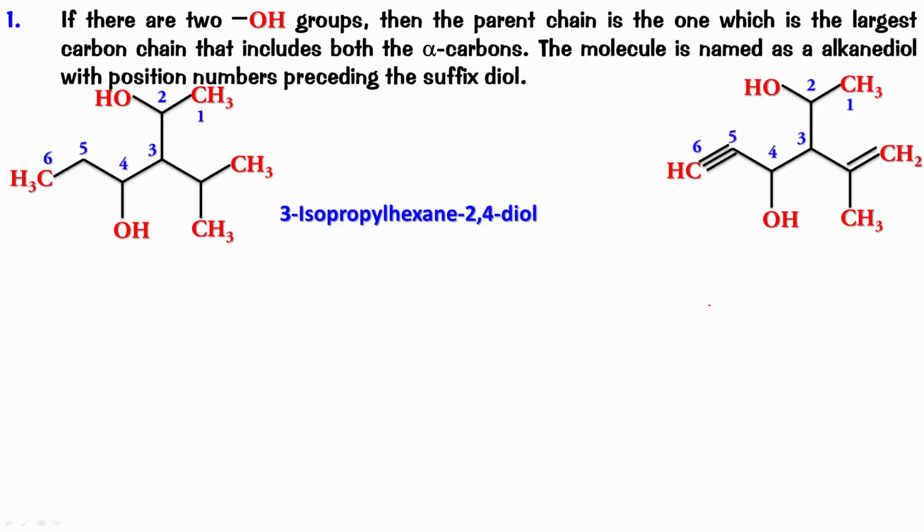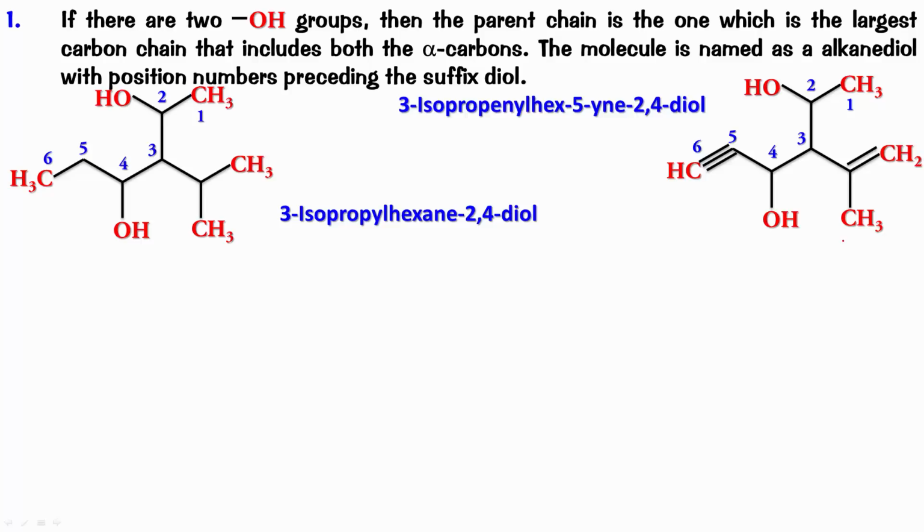So what is the parent? The parent is hex-5-yne-2,4-diol. And then you put the prefixes, and in this case you have the isopropenyl sitting at 3. So this is going to be 3-isopropenyl hex-5-yne-2,4-diol. So this is the situation when you have 2 OH groups. Now let us understand what happens when you have 3 OH groups.